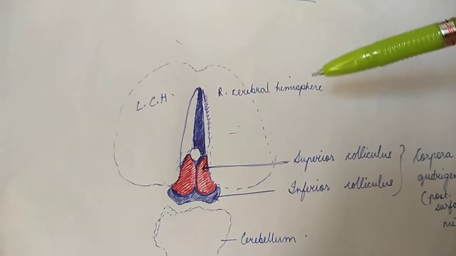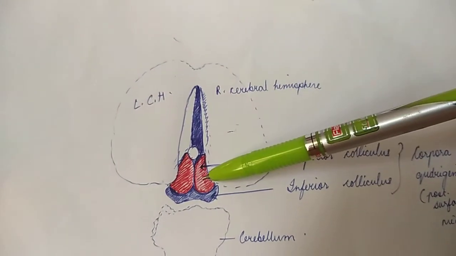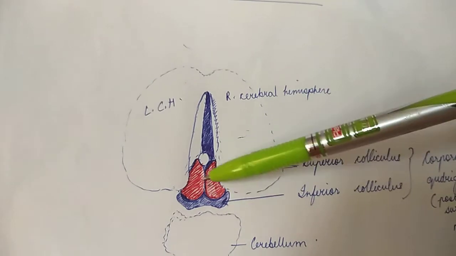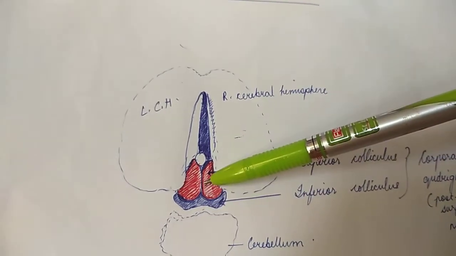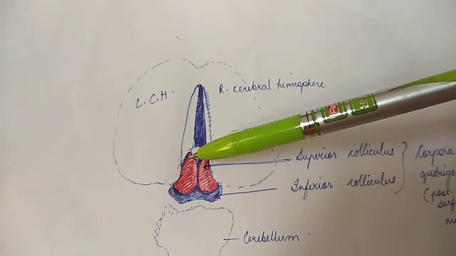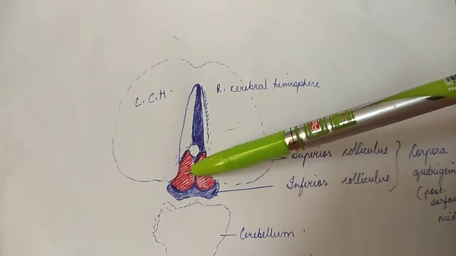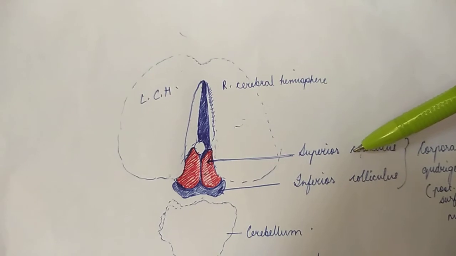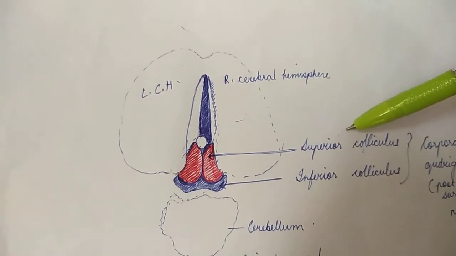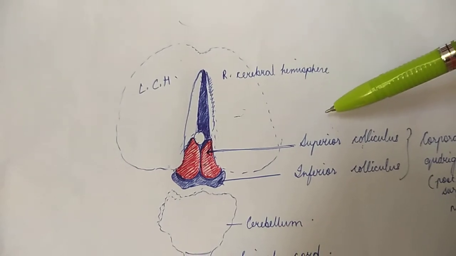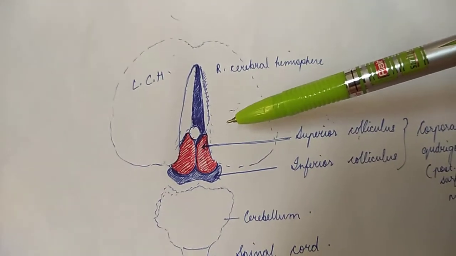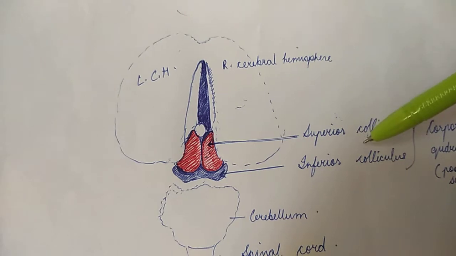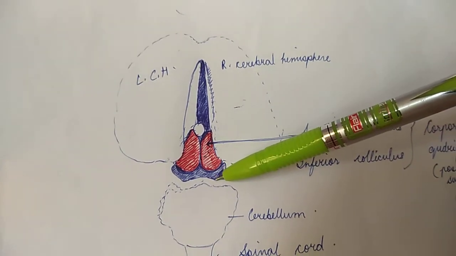Corpora quadrigemina. The upper or superior surface of the midbrain possesses two pairs of rounded protrusions. They are collectively known as corpora quadrigemina. One pair is called the superior colliculi, as you can see in this diagram. They are situated below the thalamus and at the posterior part of the midbrain.